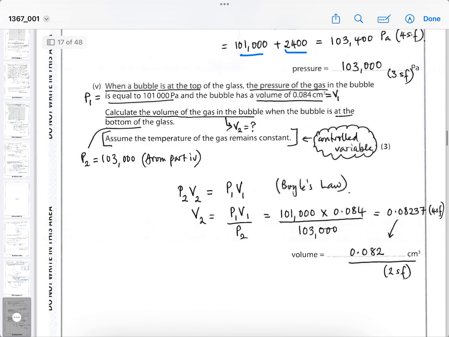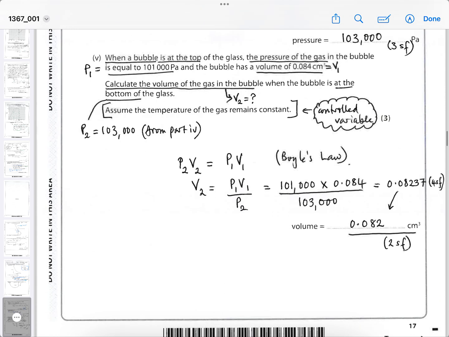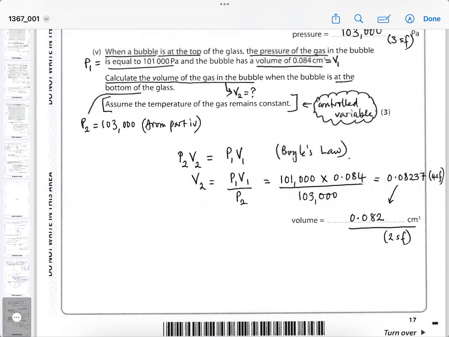It then says, when the bubble is at the top of the glass, the pressure of the gas in the bubble is equal to 101,000 pascals. So that's called pressure 1, the way I put it, and the volume was 0.084 centimeters cubed. So that would be volume 1. It wants you to calculate the volume of the gas in the bubble when the bubble is at the bottom of the glass. Well, at the bottom of the glass, pressure 2 was 103,000, to 3 significant figures.